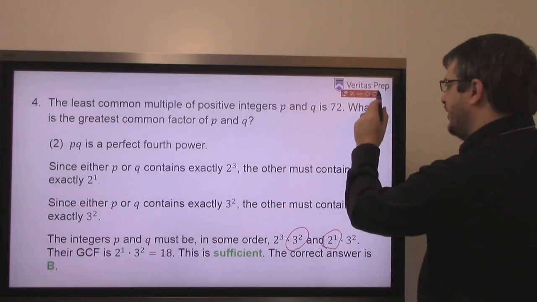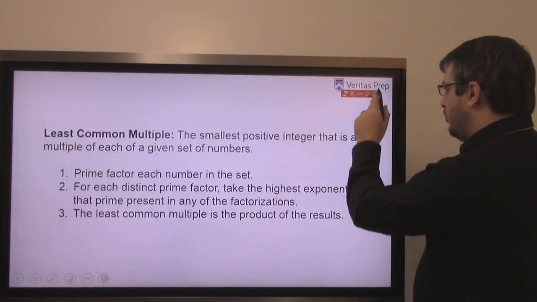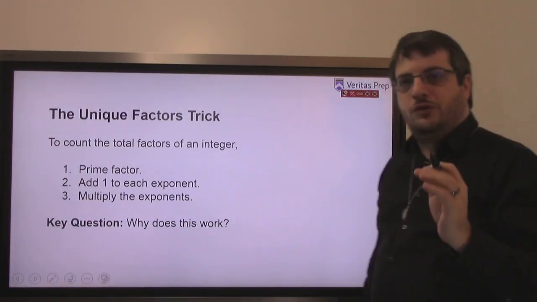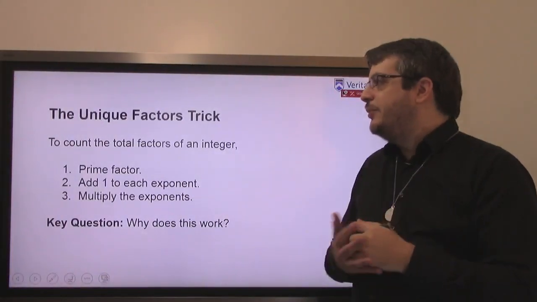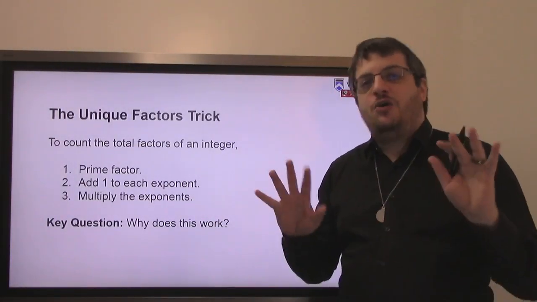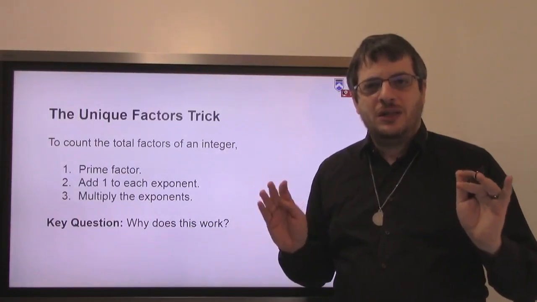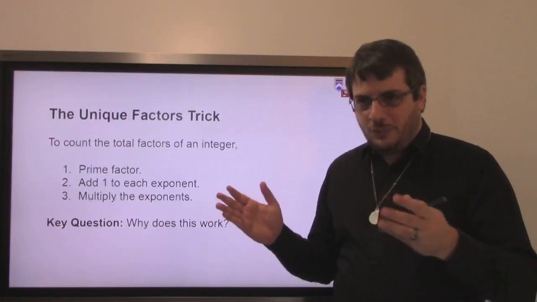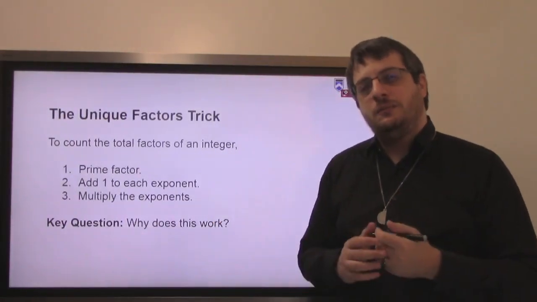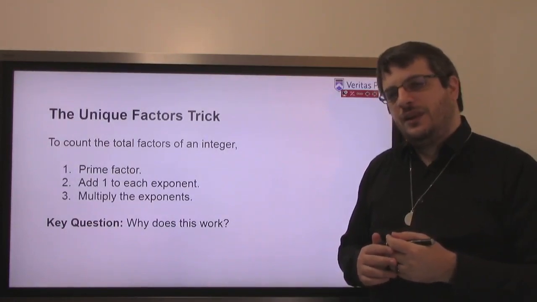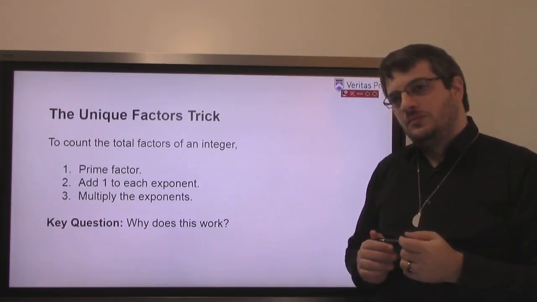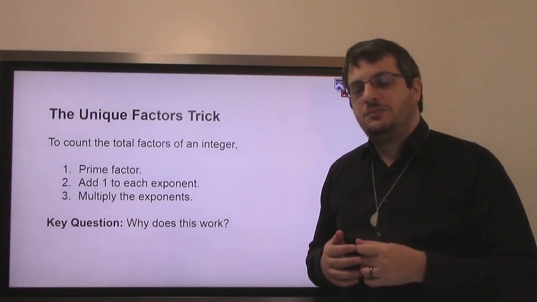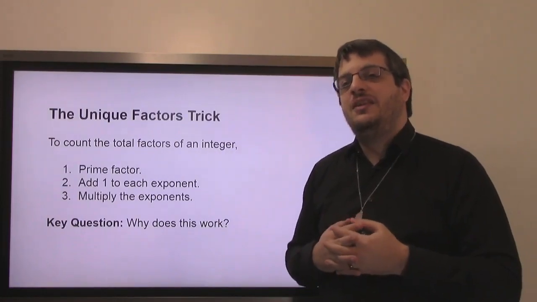Okay, moving along. So we learned what least common multiple and greatest common factor are, and how they work. Now, the interesting thing is people do learn rules for this. For instance, a lot of people have learned the unique factors trick. How do I count the factors of an integer? Did you guys ever learn that trick? You prime factor it, you add 1 to the exponents, you multiply them, and that tells you how many factors there are. You guys learned that before? If you haven't, that's okay, here it is, but if you have, that's fine too.